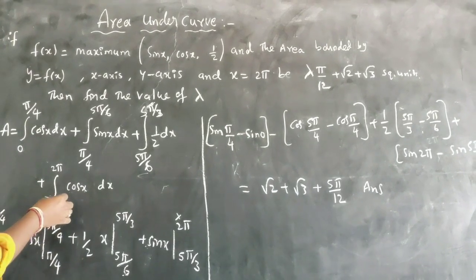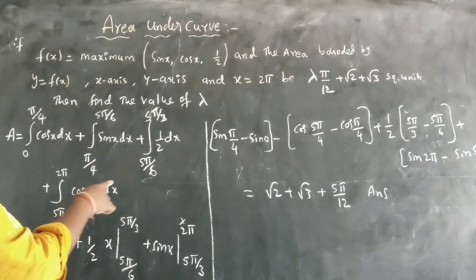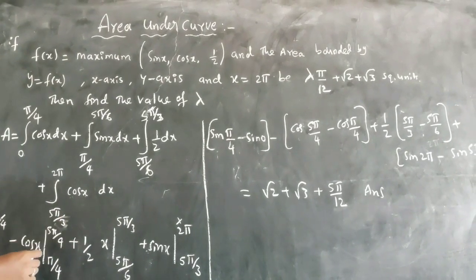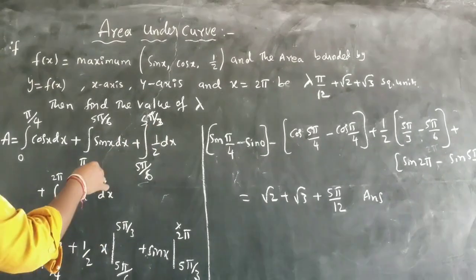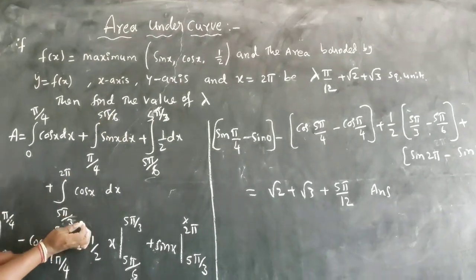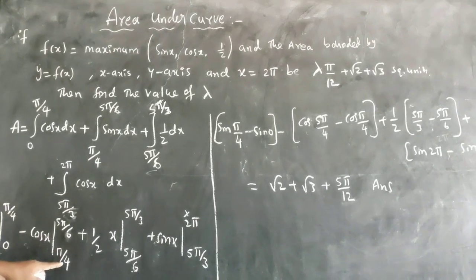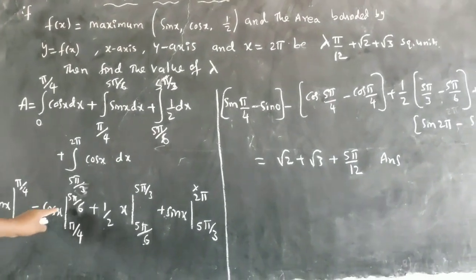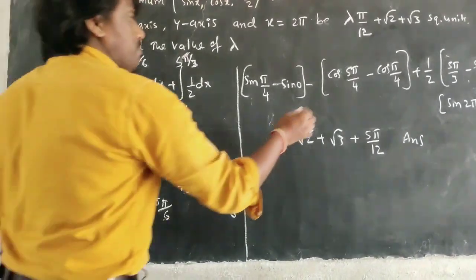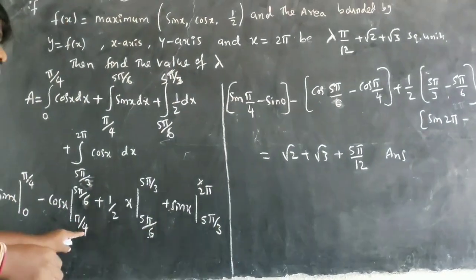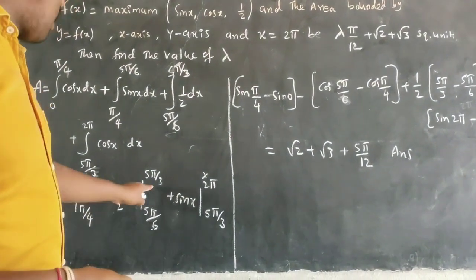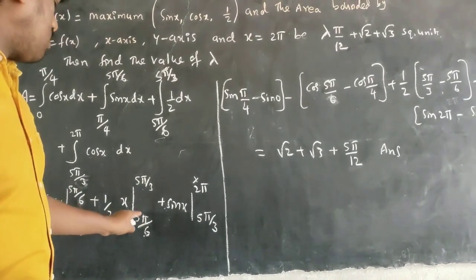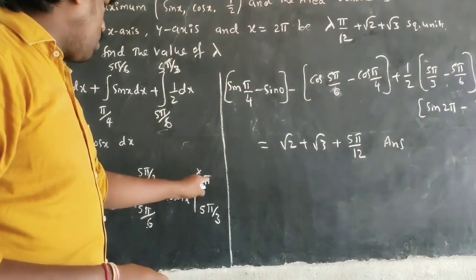Here this goes till cos 2 pi, and the second point will be 5 pi by 6. Just substitute this value: sin pi by 4 minus sin 0, minus cos 5 pi by 6 plus cos pi by 4, plus half into, you just substitute here, x from 5 pi by 6 to 5 pi by 3, plus sin 2 pi, you substitute.